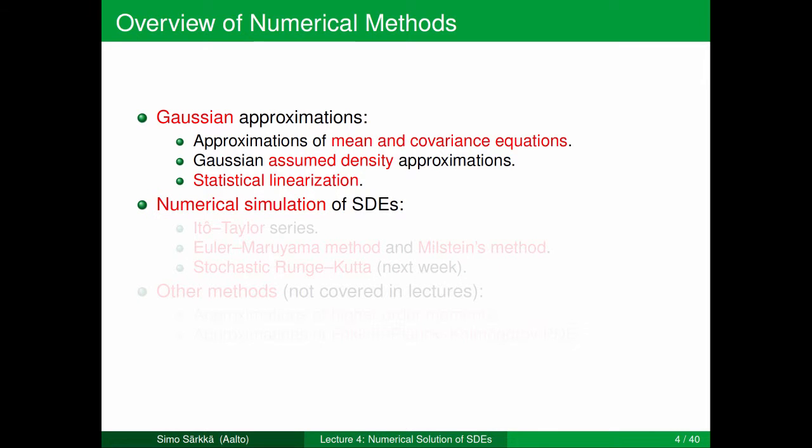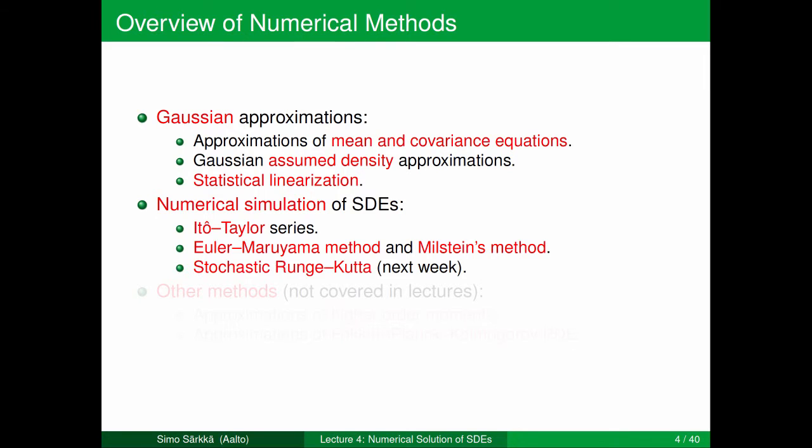In more general numerical simulation methods for SDEs, we have something called Ito-Taylor series, which are extensions of Taylor series to the stochastic case. From that, we can derive the Euler-Maruyama method and the Milstein method, which are the first order methods which generalize the Euler method for SDEs. We will also consider a bit higher order methods based on the Ito-Taylor series. But next week, stochastic Runge-Kutta methods are introduced, which are also based on the Ito-Taylor series.